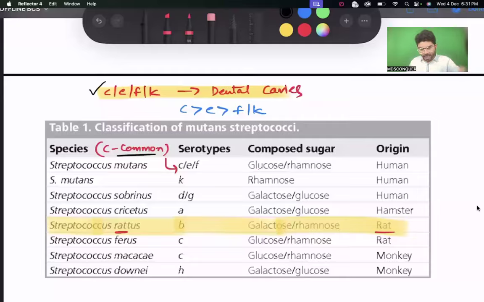And one frequently repeated question is, Streptococcus rattus comes under which serotype? So rattus, it will be seen in the rat. Rattus comes under serotype B. The others are also important, but I am stressing the questions which are previously given in the examination.